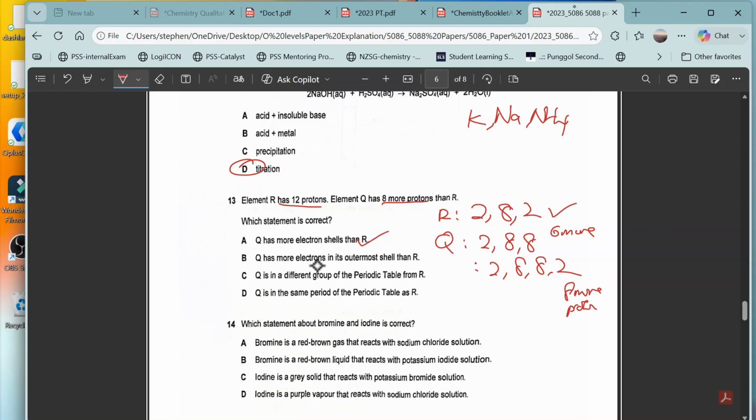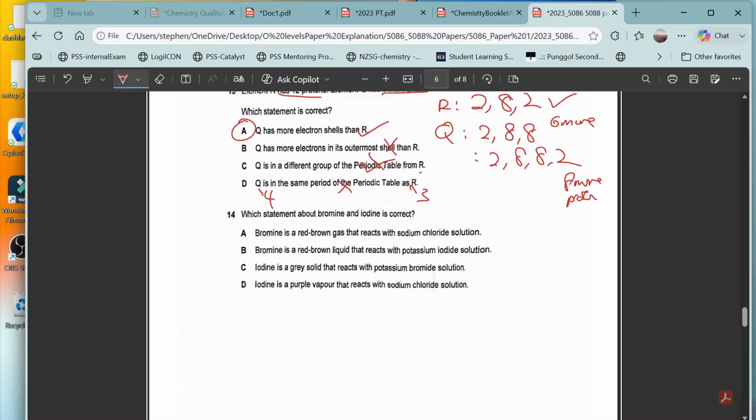It has more electrons in the outermost shell. See, the outermost shell is 2 and 2, right? So no. Q is not a different group of the periodic table from R. Because the outermost is 2 and 2, it is the same periodic group. Q is in a different period. R is 2882, so it's period 3, and Q 282 is in period 4. So A is the answer.